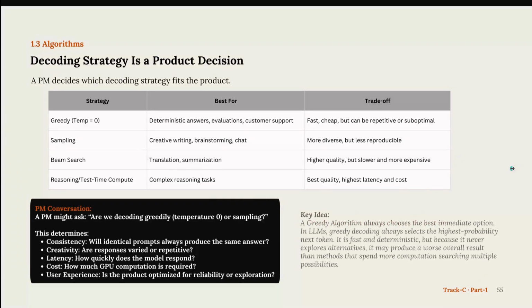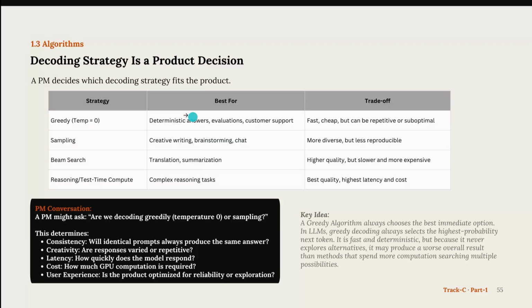And this decoding strategy is not something that the engineering team has to take care of. I strongly believe it is a product decision, because a PM needs to decide which decoding strategy fits the product, because it speaks to user experience and costs involved. Okay, greedy. This is deterministic, best for answers, evaluations, customer support, because it's giving you immediate answers.